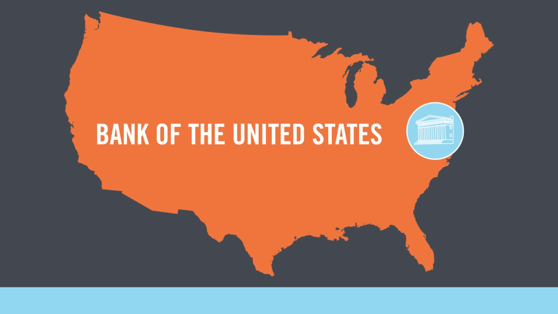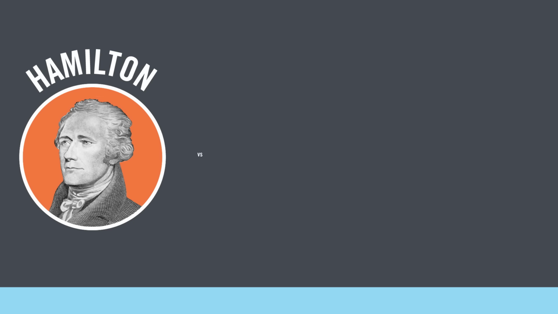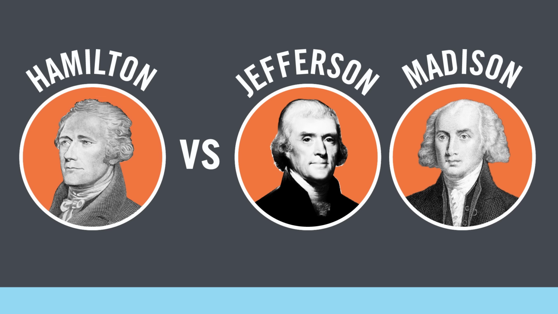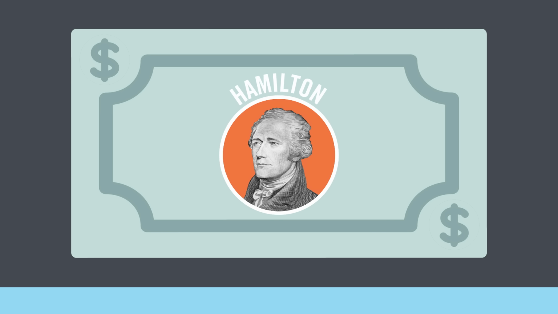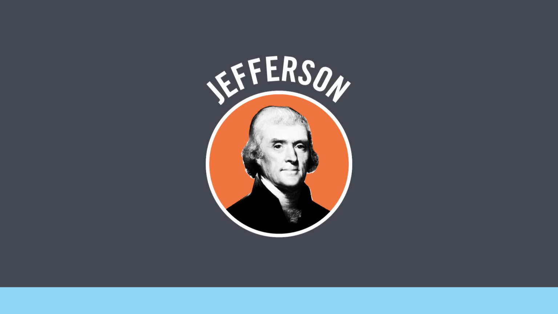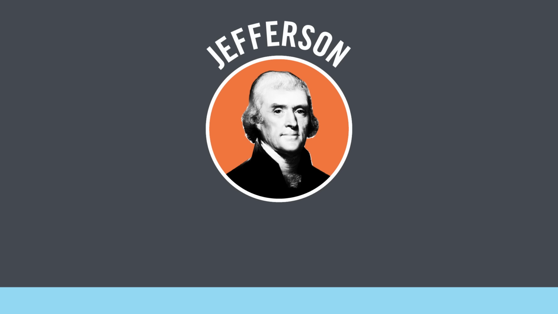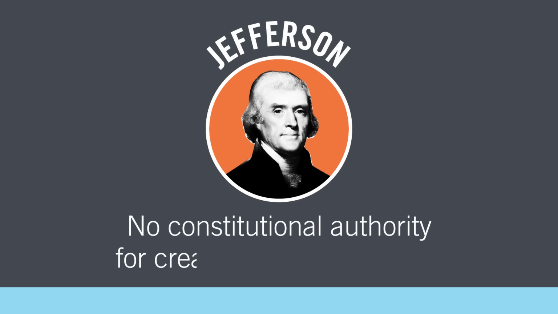The creation of a national bank was one of the hottest issues at the founding of our country. Alexander Hamilton was pitted against Thomas Jefferson and James Madison. It was the founding father rivalry of the century. Hamilton supported the founding of a national bank for the purpose of controlling the nation's finances. Jefferson, on the other hand, opposed a national bank because he thought there was no authority in the Constitution to create one.